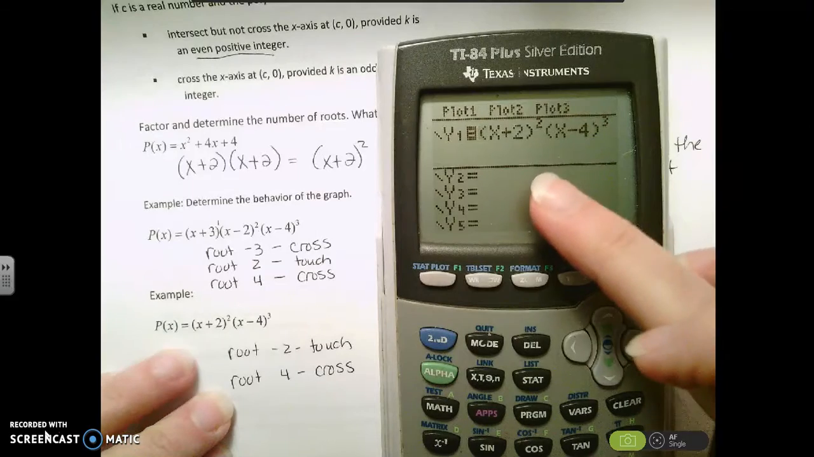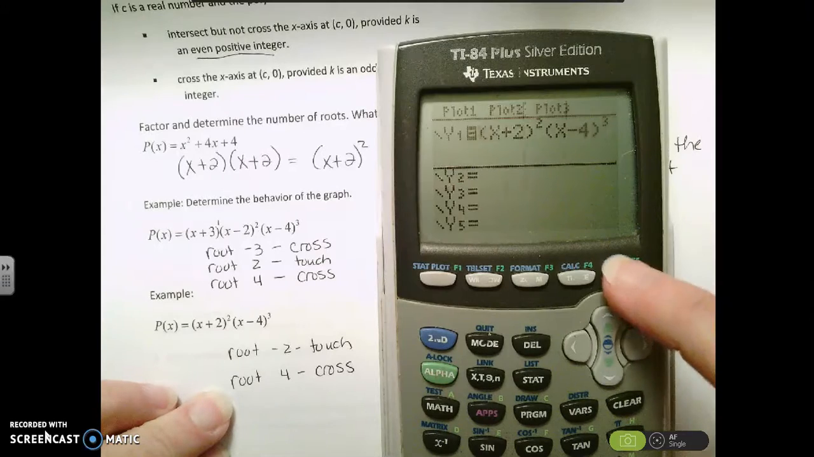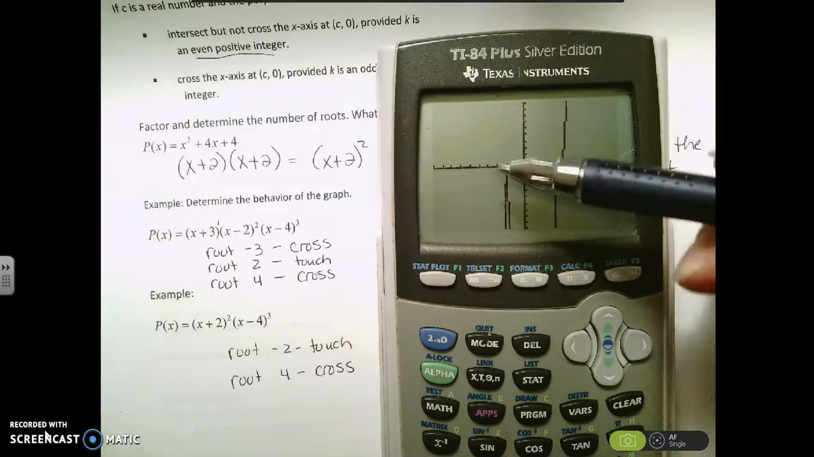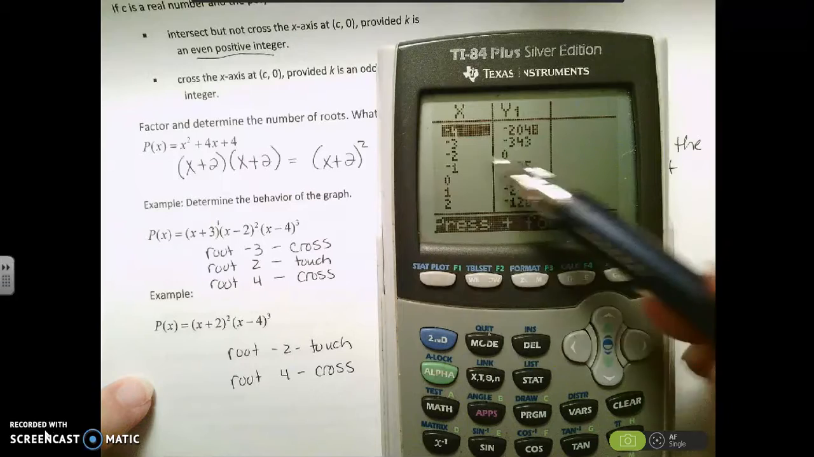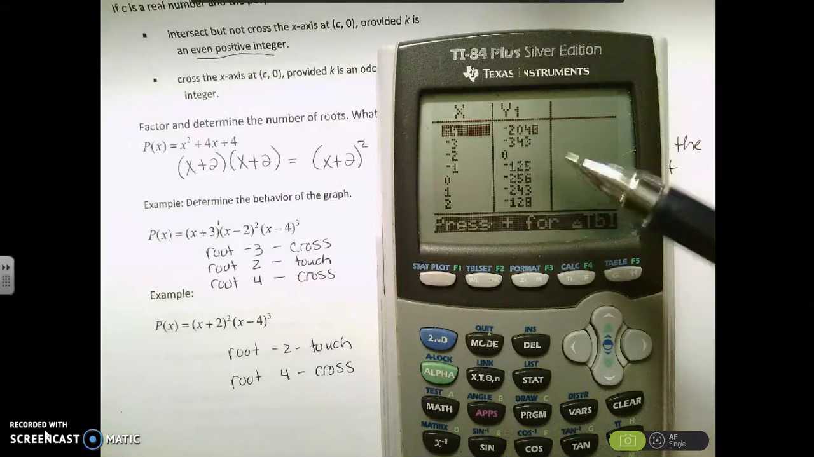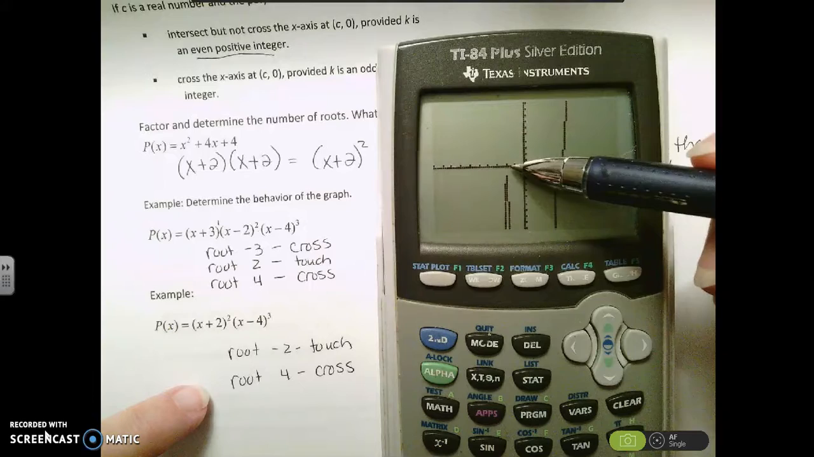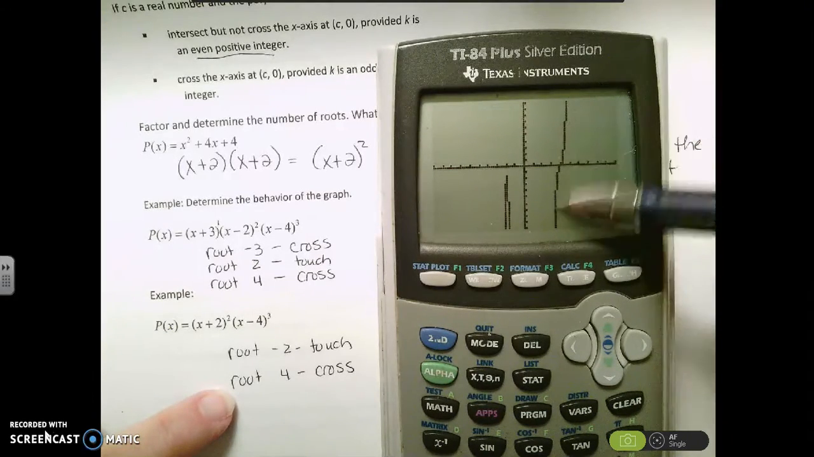Let me make sure I type this in right. I did. And so we're not getting a very good graph here because I think it's just the level of precision. But if we go to our table to confirm it, at -2, you'll notice that it is 0. So that does confirm it. It's not a very good graph. But again, what's happening is that it is touching at -2 and coming back down. But here at 4, it's actually going through the graph. So again, this helps us to come up with a better picture of what our graph's going to be looking like.